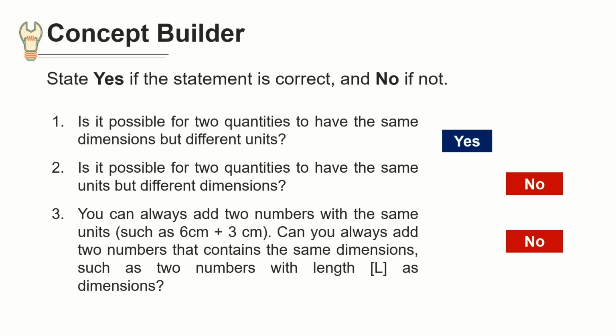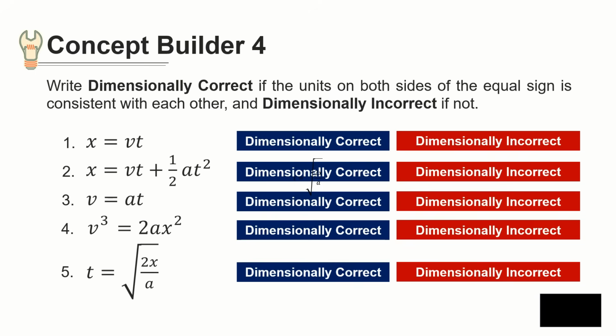Okay, so let's just have another concept builder. So you may pause this video and then resume watching after you submitted your answers in the given Padlet link. So concept builder 4. Write dimensionally correct if the units on both sides of the equal sign are consistent with each other, and dimensionally incorrect if not. For number 1, we have here x is equal to v times t. So paano natin yan sasagutan?